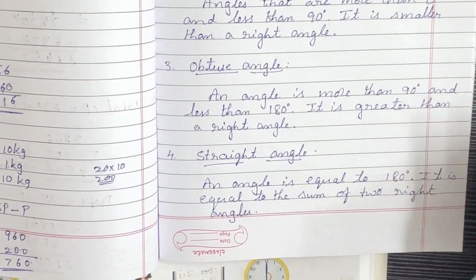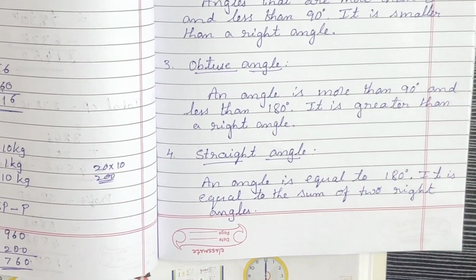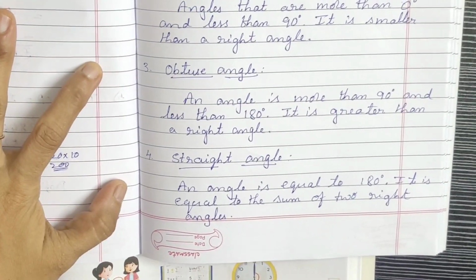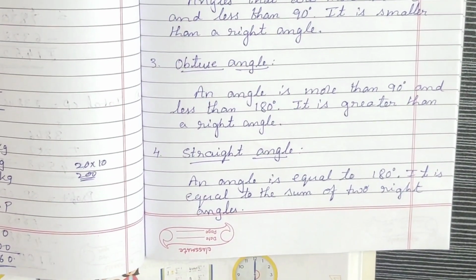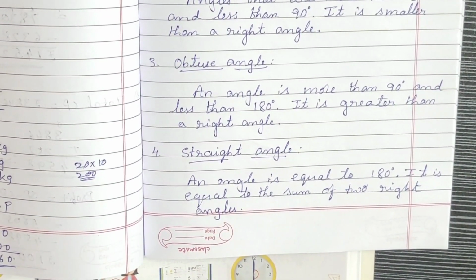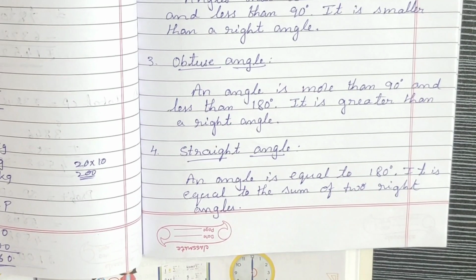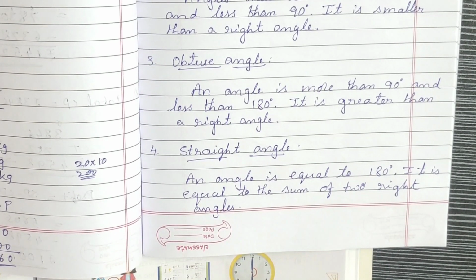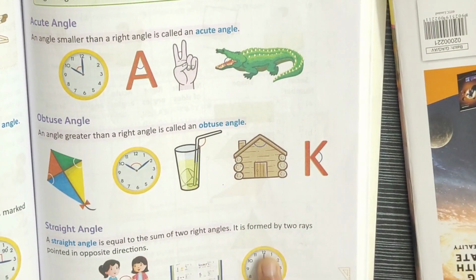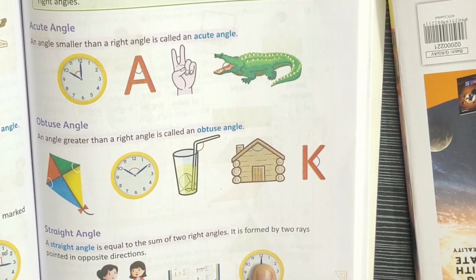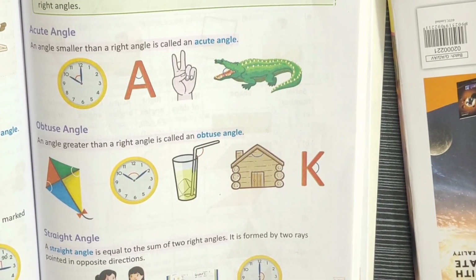Next comes the straight angle. Straight angle, an angle equal to 180 degrees. It is equal to the sum of two right angles, 90 plus 90. So this is a straight angle.